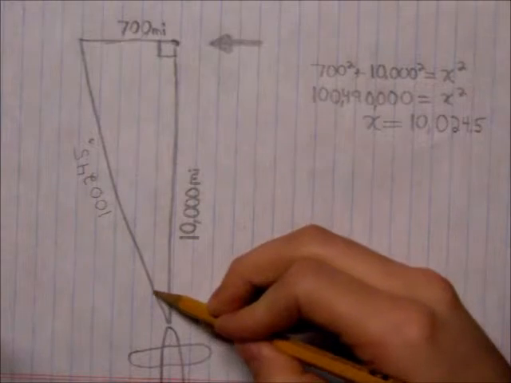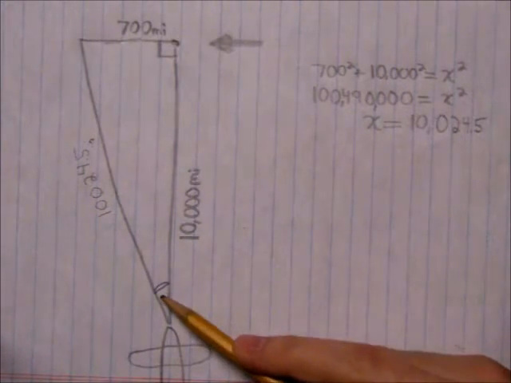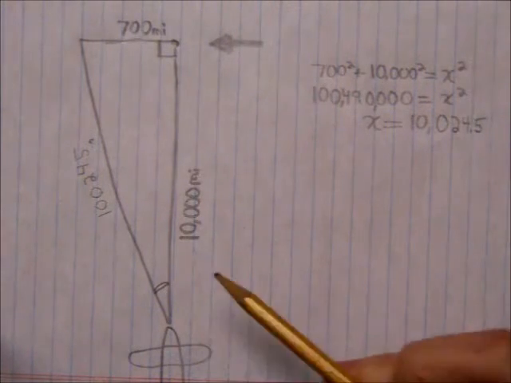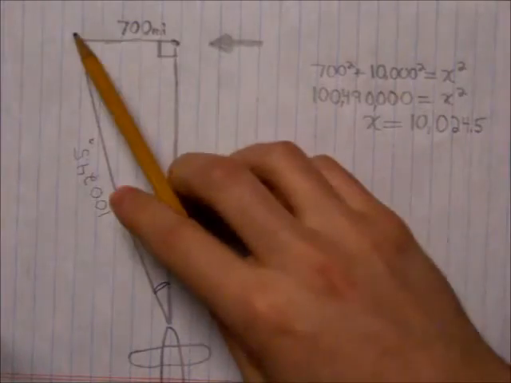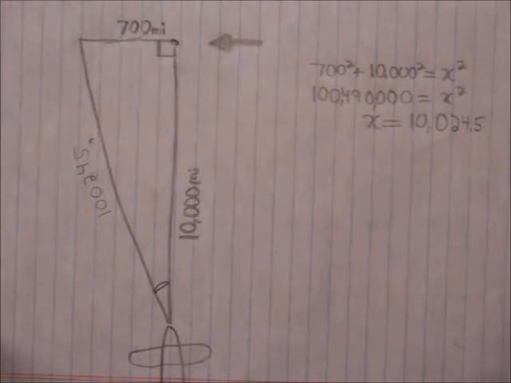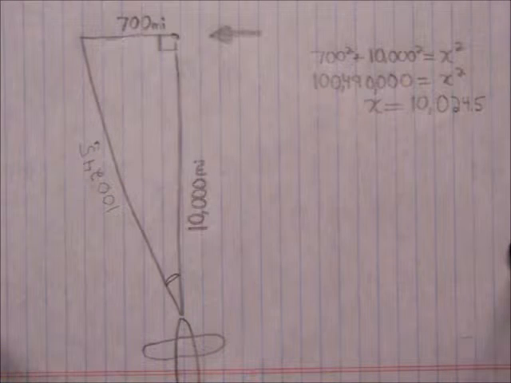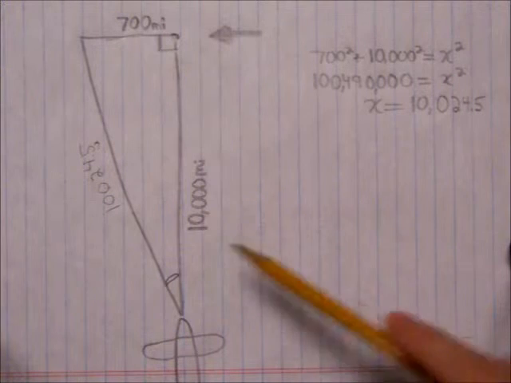Now we want to find this angle right here, because as soon as we find this angle, we'll be able to figure out how many degrees east we should turn, so that we don't end up over here, and we'll end up over here, where we would like to be. To do this, we'll use trigonometry.